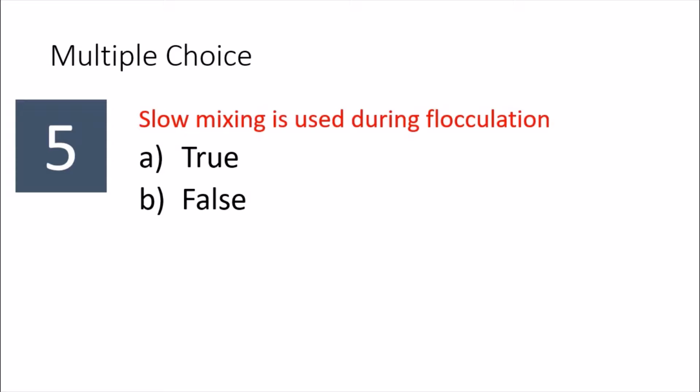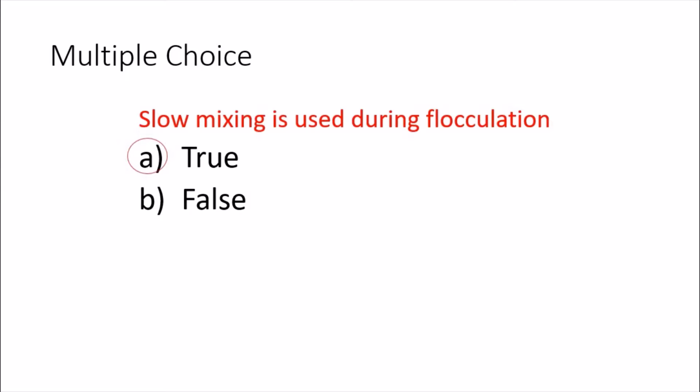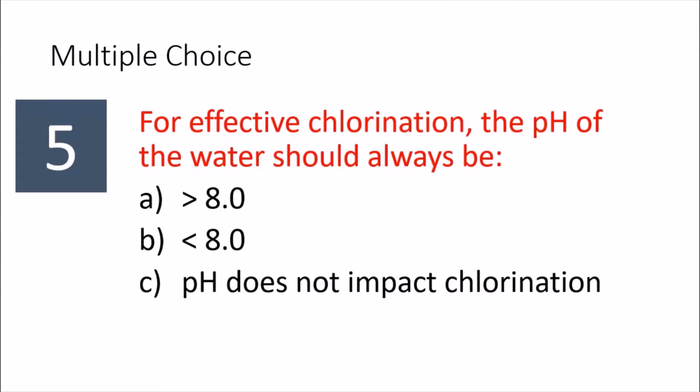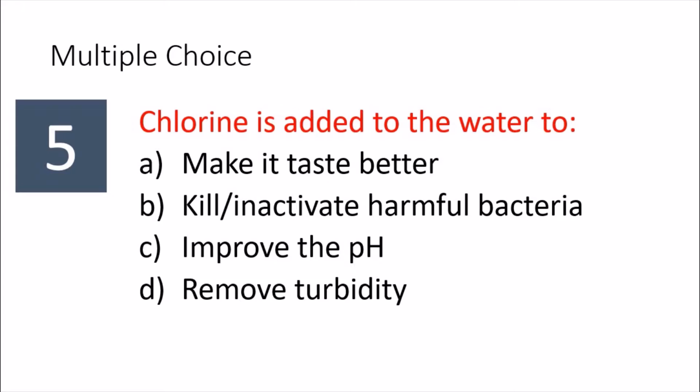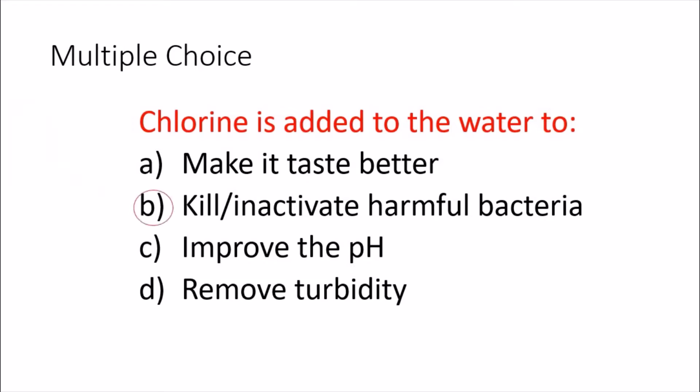Slow mixing is used during flocculation. This is true. For effective chlorination, the pH of the water should always be less than 8. Chlorine is added to the water to kill and inactivate harmful bacteria.